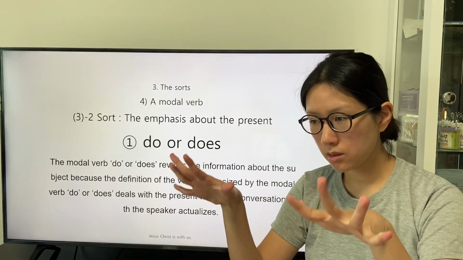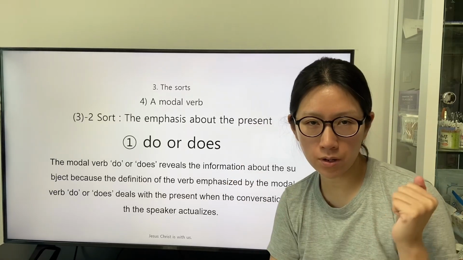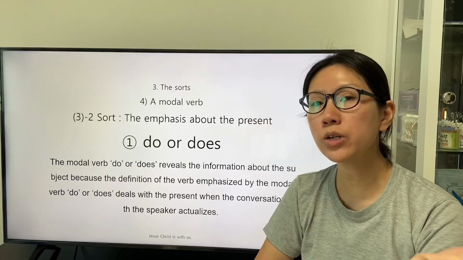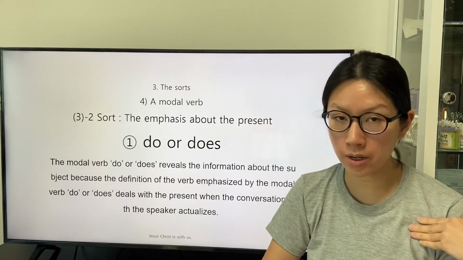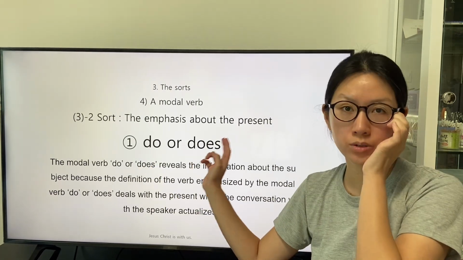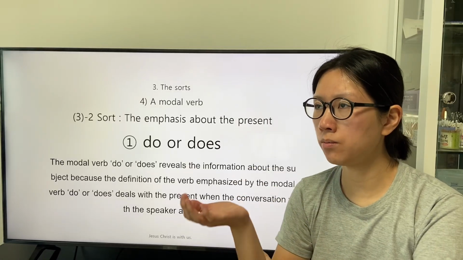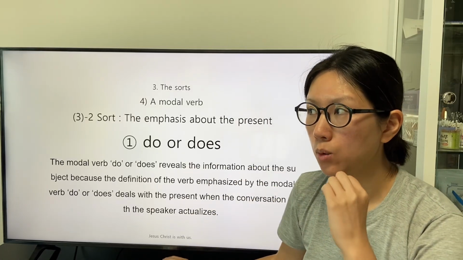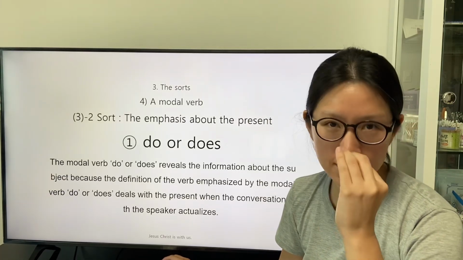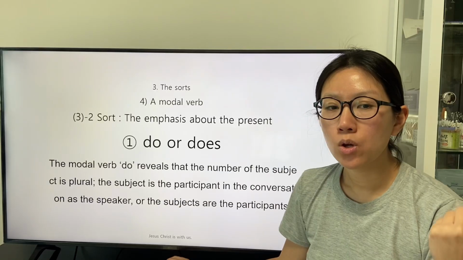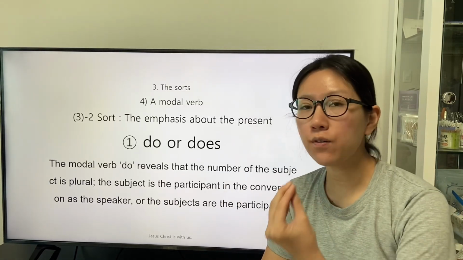In this intent of the speaker, according to this emphasizing intent, the speaker can apply the modal verb do or does with the emphasizing intonation, like, you do deserve the love of Jesus Christ.